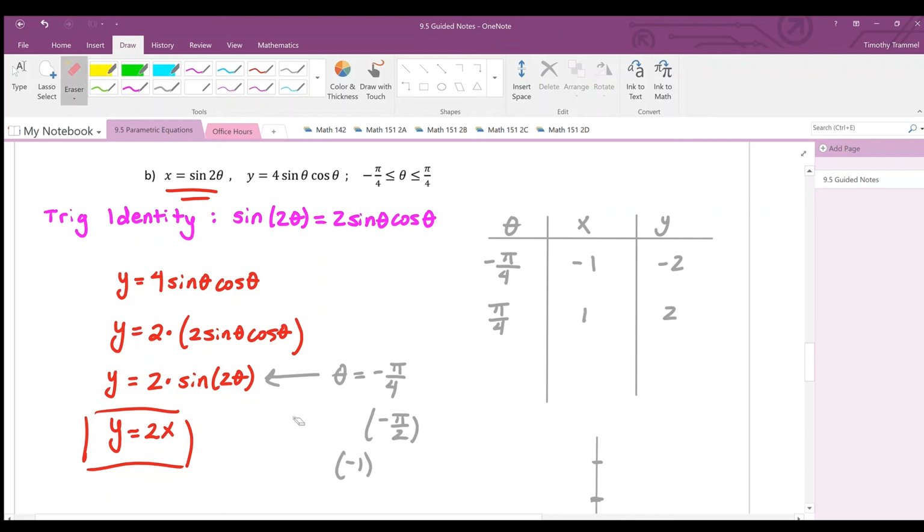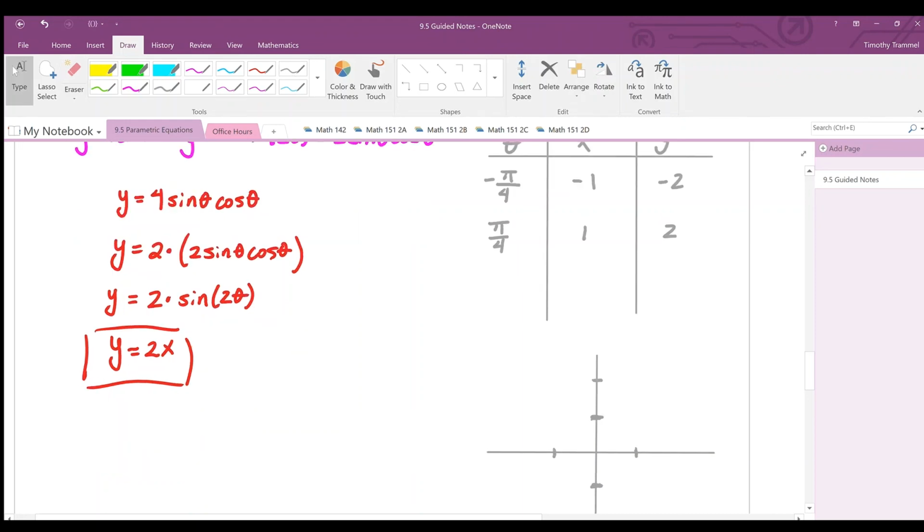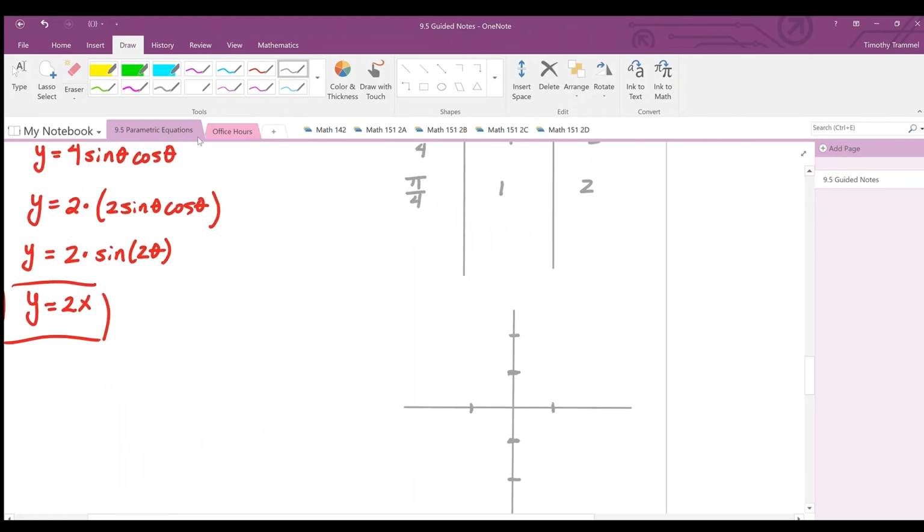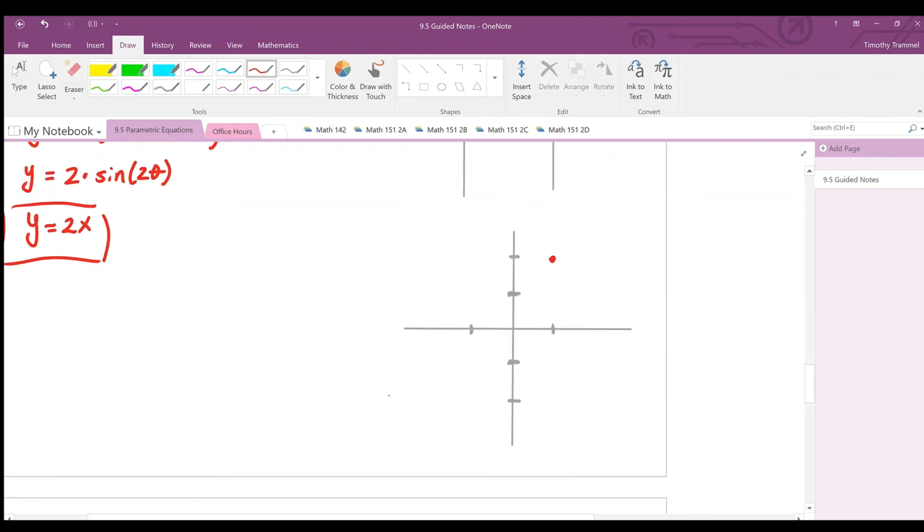So now we know where we start and where we end. Let's go ahead and put these down, and we know what the graph y equals 2x looks like. So we know we have 1, 2 on our graph, and before that we had minus 1 comma minus 2. And let's go ahead and connect these.